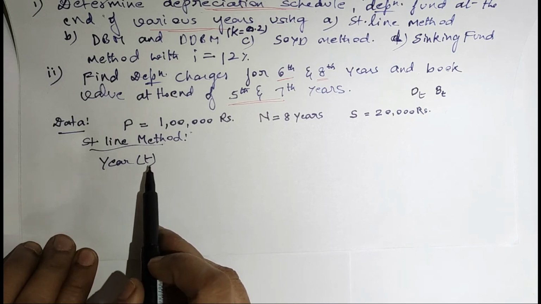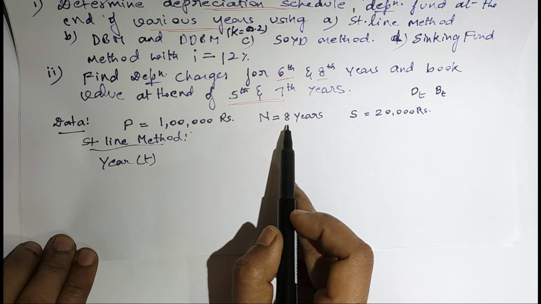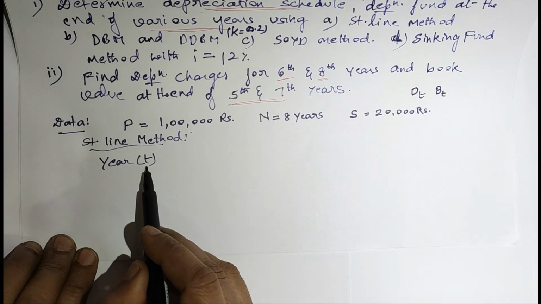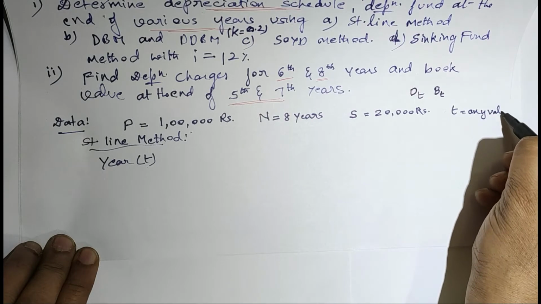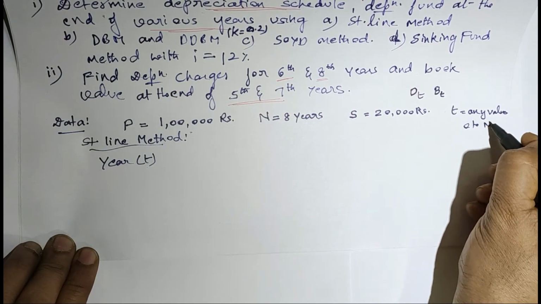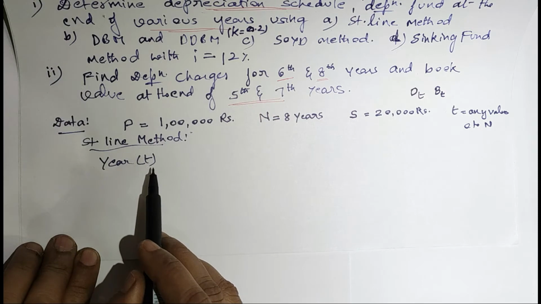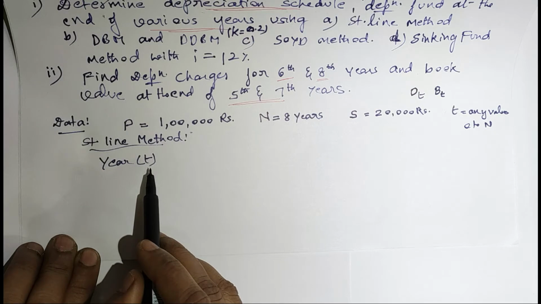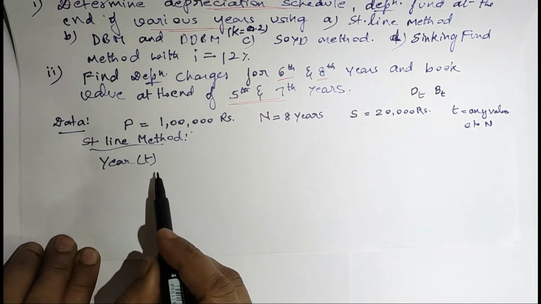What is the difference between T and N? N can take only one value, that is the estimated life. Only 8. N is always 8. Whereas T can take any value starting from 0 to N. Here N is 8, so T can take 0, 1, 2, 3, like that till T equal to 8. What do you mean by T equal to 2? The values considered for the second year. What do you mean by T equal to 3? Values considered are for the third year, like that.